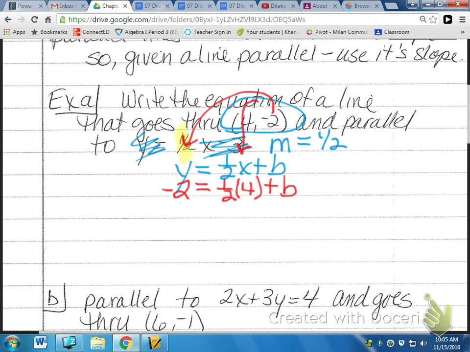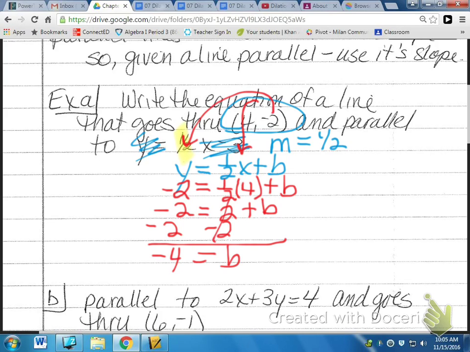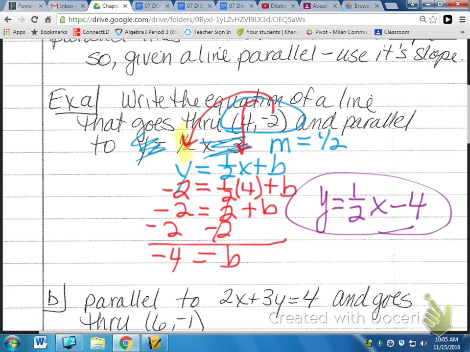And then you're going to solve it. So -2 equals 2 plus b. Subtract 2 from each side. And b equals -4. So my final answer will be y equals 1/2 x minus 4. You use the slope from the parallel line. You use the point they give you. And then you find b and you solve for it.